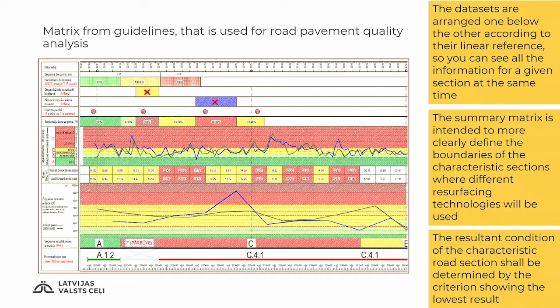shows the lowest result. All of these criteria are divided into up to 6 categories from A to F, where A and dark green indicate pavements in relatively the best condition, and F and dark red indicate pavements in need of reconstruction.